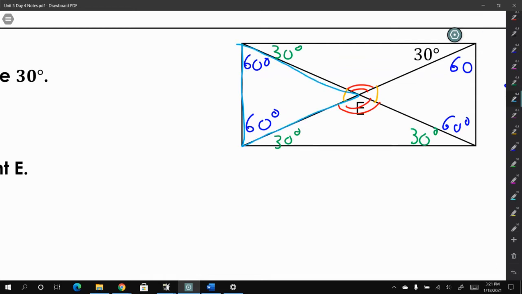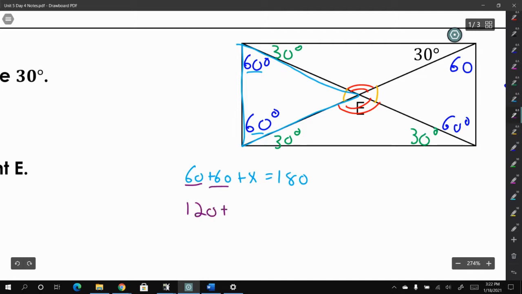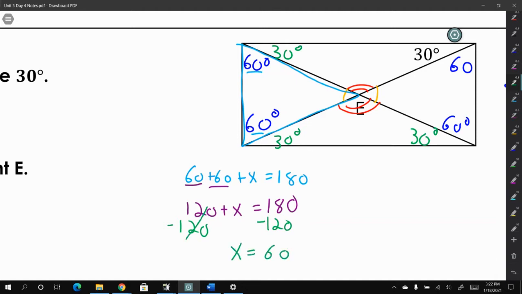And we know all the angles in a triangle add to 180. And I have two angles that are 60. So 60 plus 60 plus x equals 180. I'll combine my like terms. I get 120 plus x equals 180. And then when I subtract 120 from both sides, x is equal to 60. So that means that these angles right here are 60 degrees.